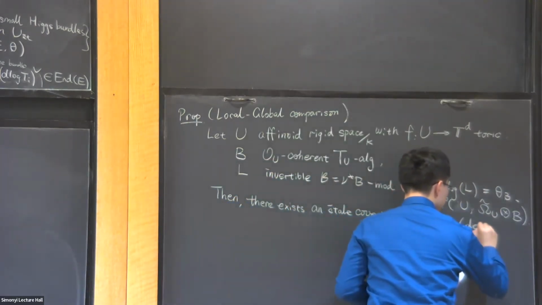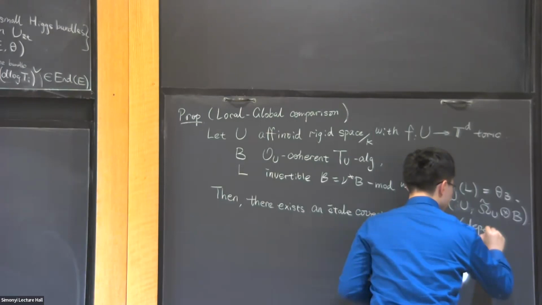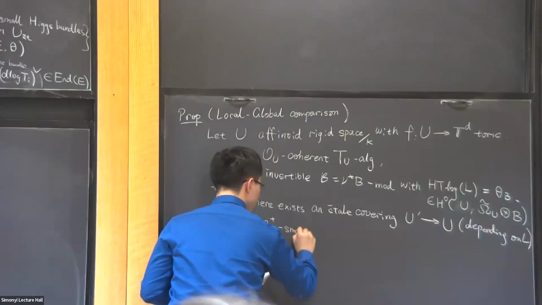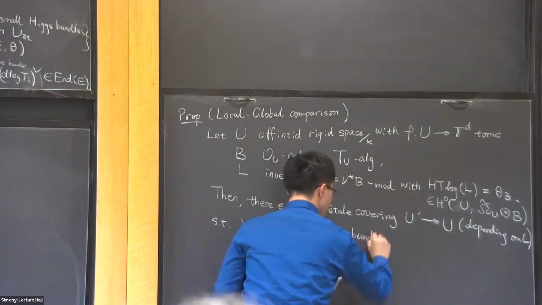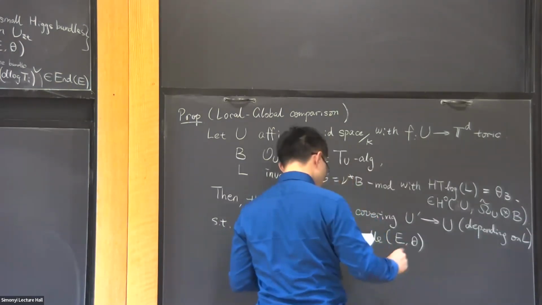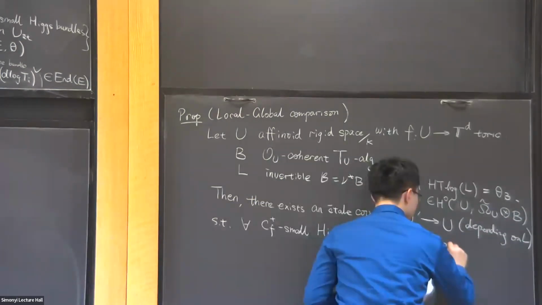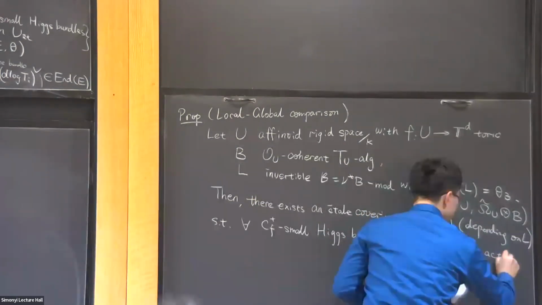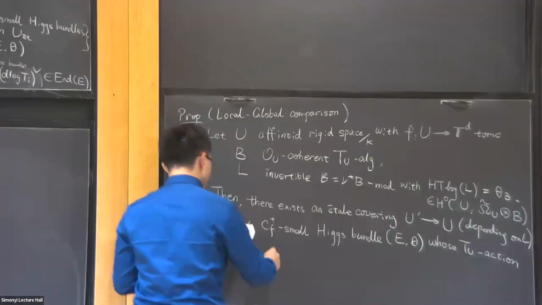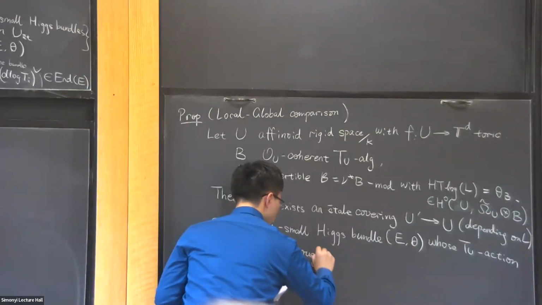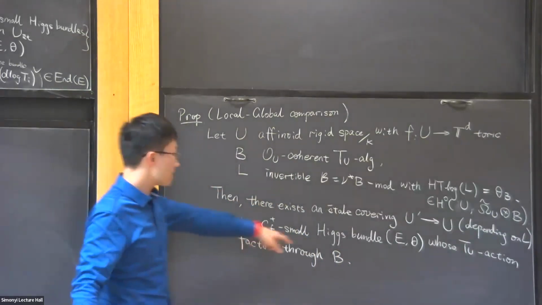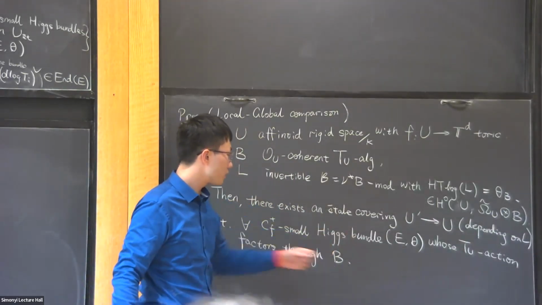So this only depends on... a small Higgs bundle E in theta, whose T_U action, the T_U action given by the Higgs field of E, factors through B. Namely, this Higgs bundle can be regarded as something over this Hitchin base.